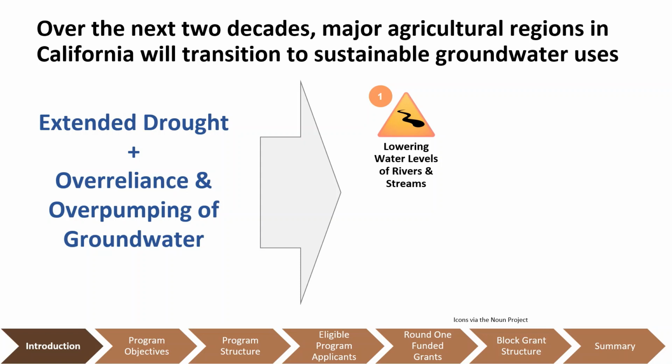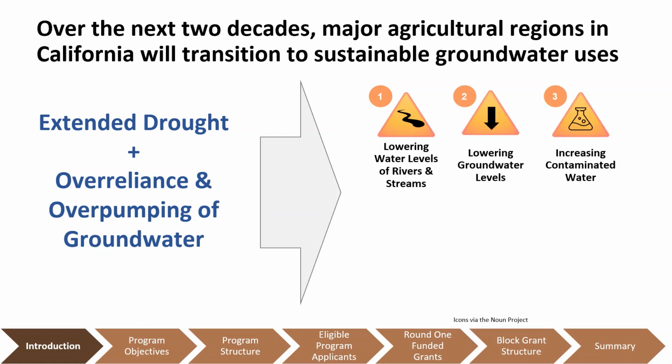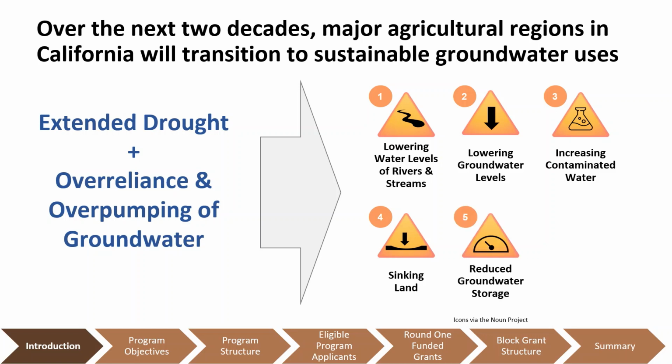These include the lowering of water levels of rivers and streams, lowering of groundwater levels, increasing contaminated water, land subsidence or sinking land, reduced groundwater storage due to sinking lands, and increased seawater intrusion, most prominent in coastal agricultural regions. For more details on SGMA and the 6 sins of SGMA, check out the Cali Water Ag San Joaquin Valley Water and Land Use series.